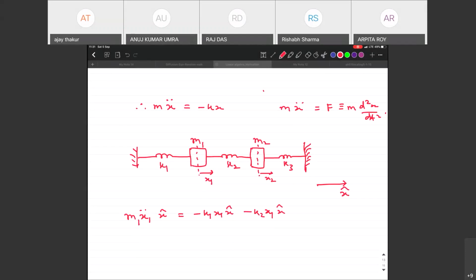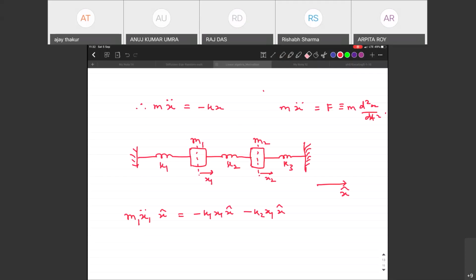Fine. And x2 is the extension of K2. In which direction? X2 is the extension of K2, right? So we are trying to pull it along this direction. K2 is being pulled along this direction. Fine? Right or wrong? Right, yes sir.